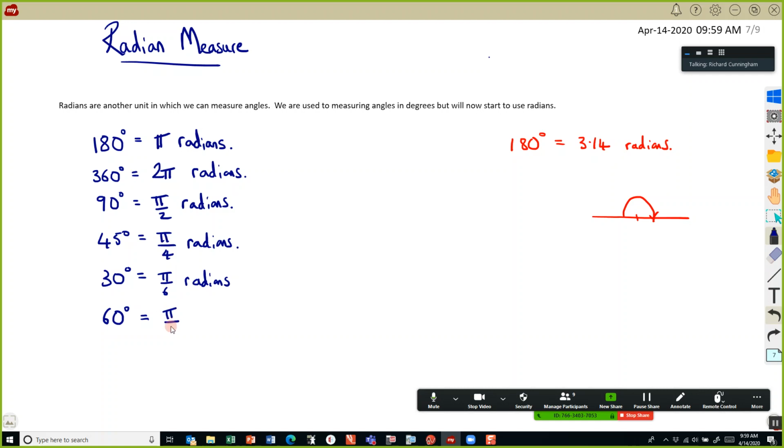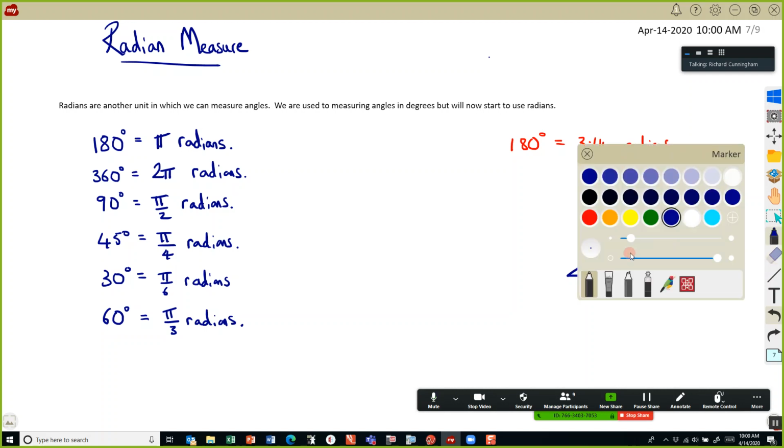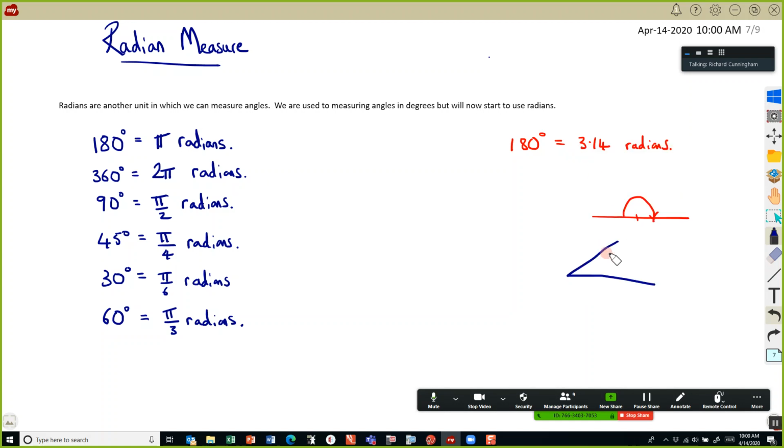Yep, pi over 3 radians. Good. All right, so think of it as just a different unit of measurement. It's not a big deal. If I've got an angle that is 30 degrees, instead of writing 30 degrees, I could just write pi over 6. And you'll be able to change your calculator so it will be in radians as opposed to degrees, okay? And we'll talk about that shortly.